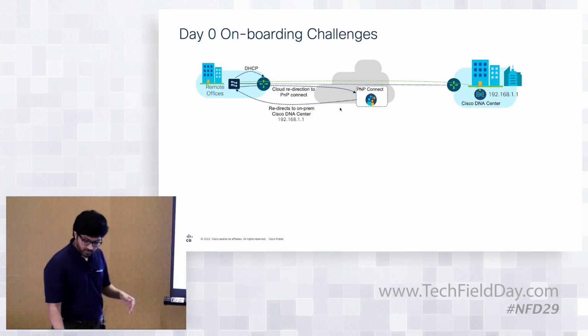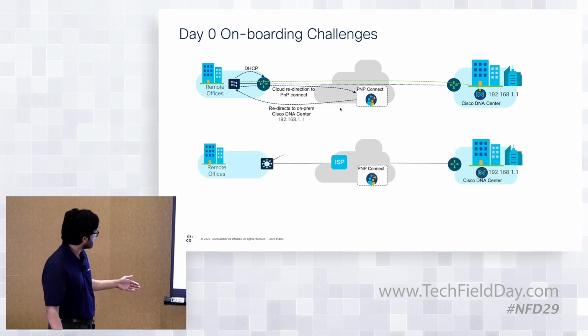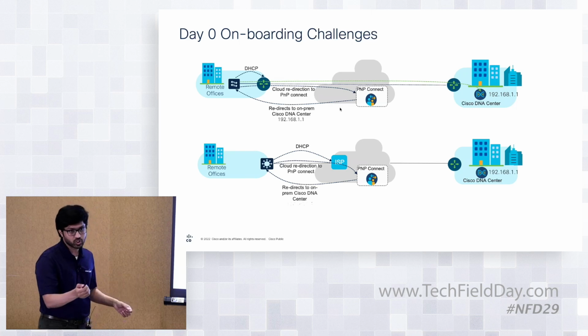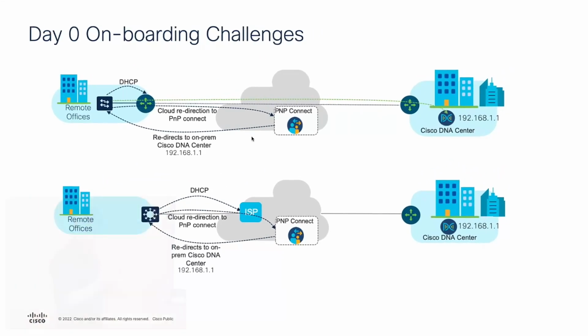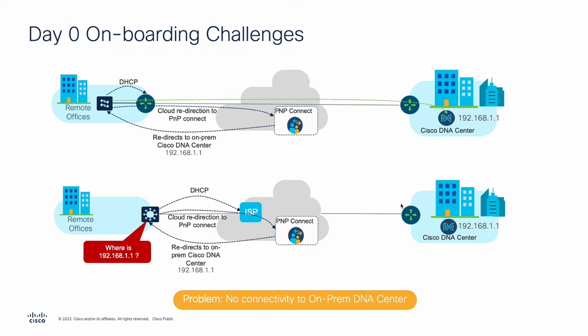But the new approach that we are going after is for those customers, like I just mentioned, who don't need SD-WAN, you don't need a router. We're bringing that consolidation. You just need a switch. You bring a Catalyst 9K switch to the branch and boot it up. That's the only switch in the branch. There's no router. Now it again gets a DHCP address from the ISP box, and again goes through PNP Connect, which provides the DNA Center IP. But this time, this switch does not have connectivity to that DNA Center IP, because this is a brand new switch and there's no connectivity at all.